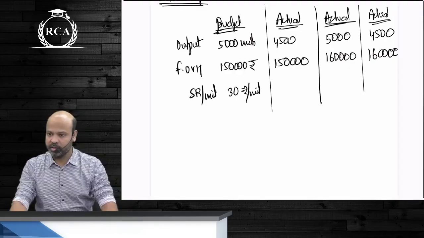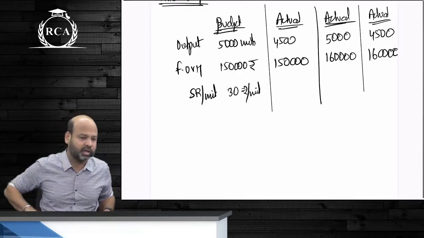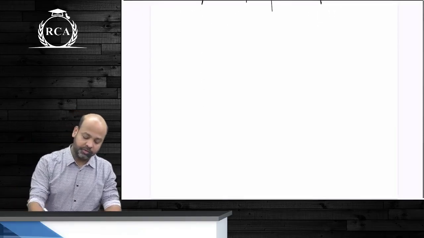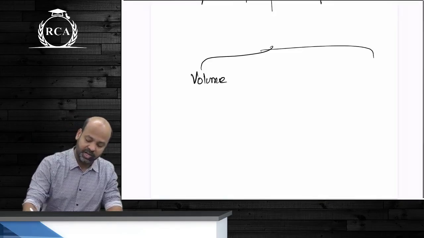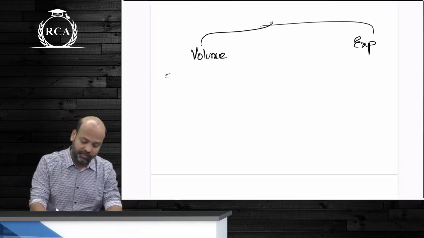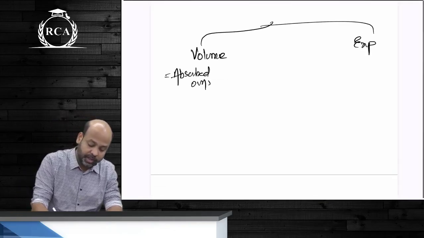Are we clear? How to compute overall fixed overhead variance? Exact same formulas. It is under recovery or over recovery of overheads. That under recovery or over recovery of overheads we divide into two reasons. One is change in volume, the other one is change in expenditure. For change in volume, we compare something called absorbed overheads with budgeted overheads.